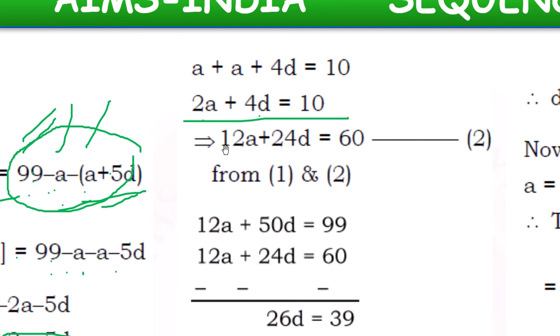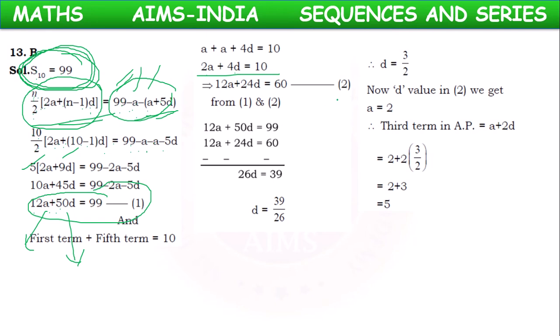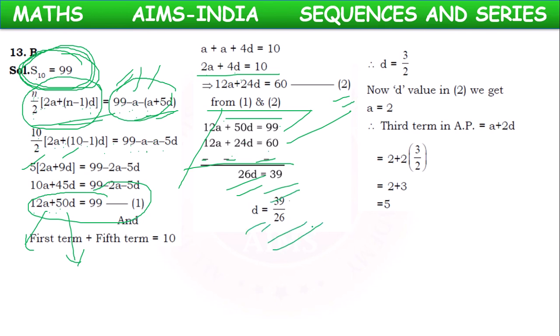6 into 2, 12a. 6 into 4, 24d. 6 into 10, 60. Now we have got the second equation. Now let's simplify first and second. So first equation, second equation. Let's subtract them. Minus, minus, minus: 12a, 12a cancel. 50d minus 24d equals 26d. 99 minus 60 equals 39, or d equals 39 by 26, or d equals 3 by 2.